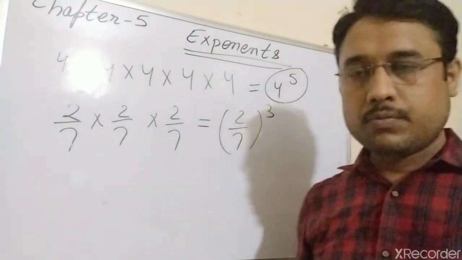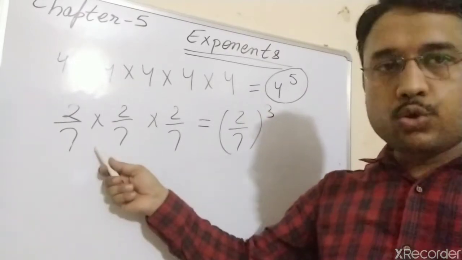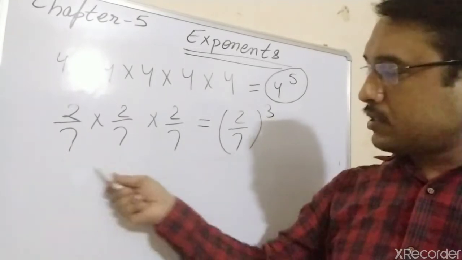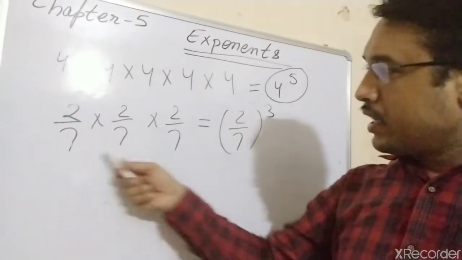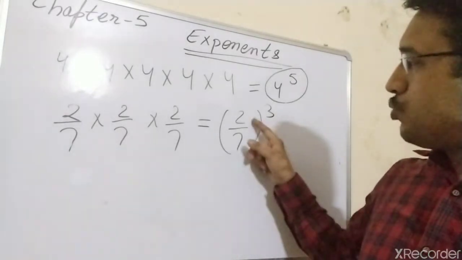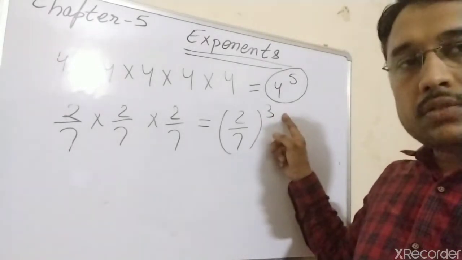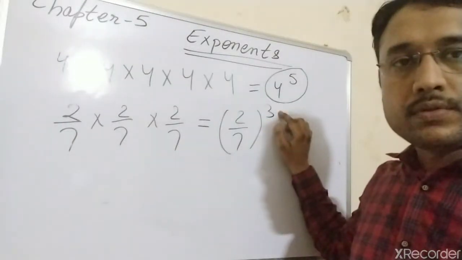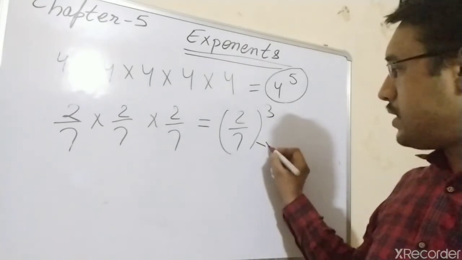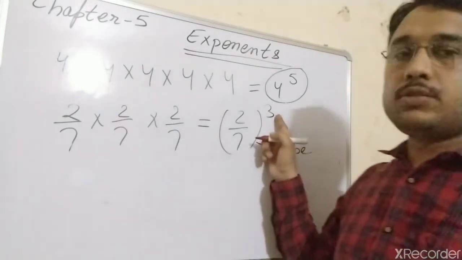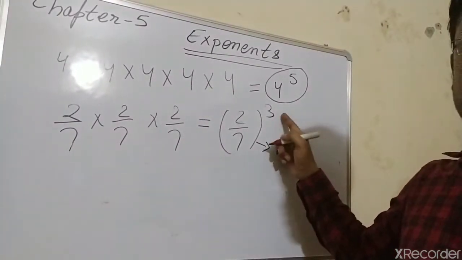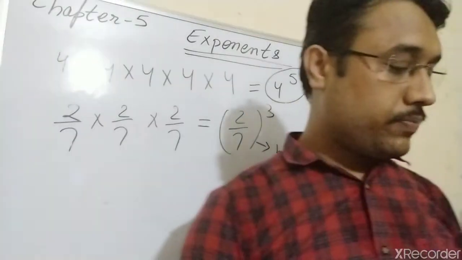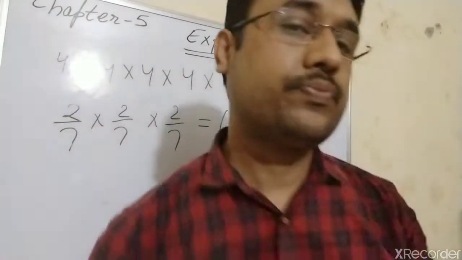Now the next point, some examples. Here we have 2 by 7 into 2 by 7 into 2 by 7. It is multiplied 3 times. It is a repeated multiplication of 2 by 7, 3 times. So you will give the power: 2 by 7 to the power 3. Here 2 by 7 is the base and 3 is the exponent, or power, and this form is known as exponential form. Okay students, next we will see some numbers.